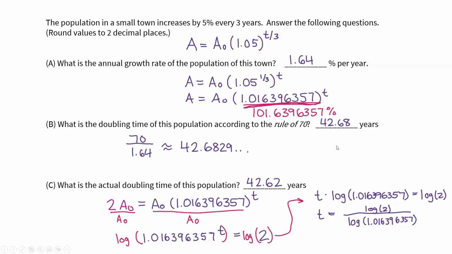And then you would work this out, and you get about 42.62 years. So not a big difference. I'm talking about number of years here, but it's still a difference. So that's the actual doubling time. That was the estimate. So it was a pretty good estimate.